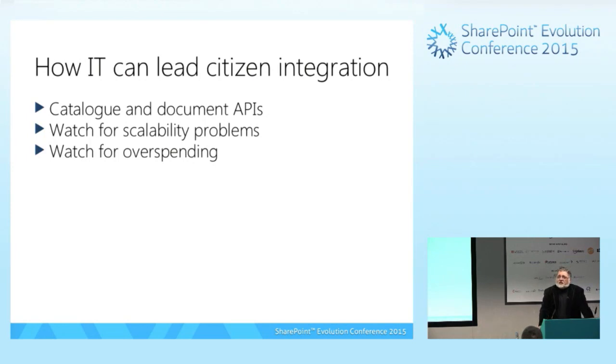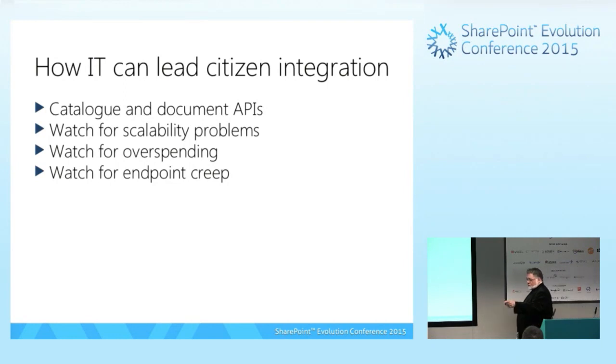Watch for overspending. Because if it turns out that several different departments are all doing individual subscriptions for Marketo, maybe you want to pool resources. That's just an economic thing. There's no crazy technological stuff involved there. Watch for endpoint creep. Too many APIs that are redundant, that starts to get crazy. You might want to suggest that rather than reinvent the wheel, someone else already solved that problem, facilitate reuse. You're the only ones that will notice it.